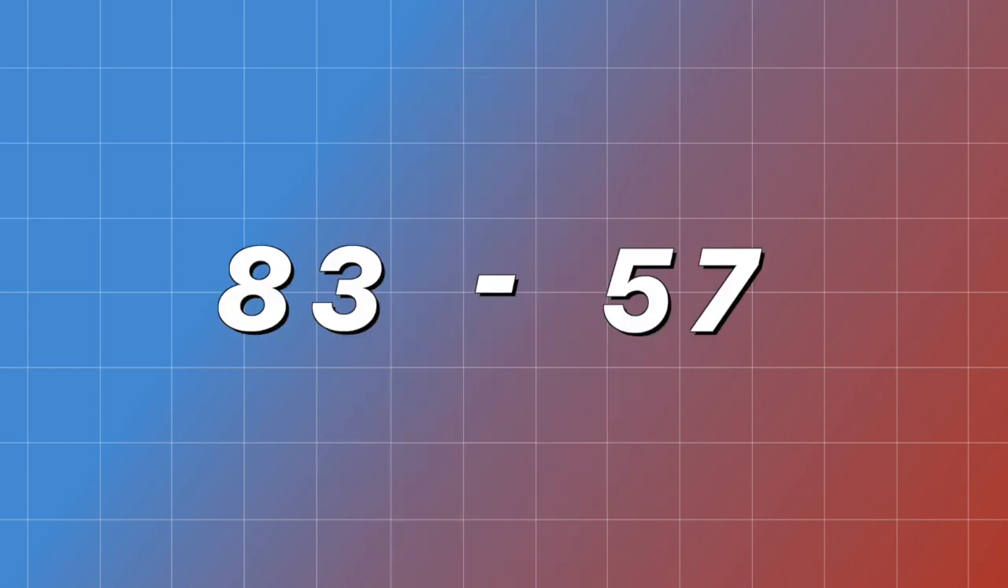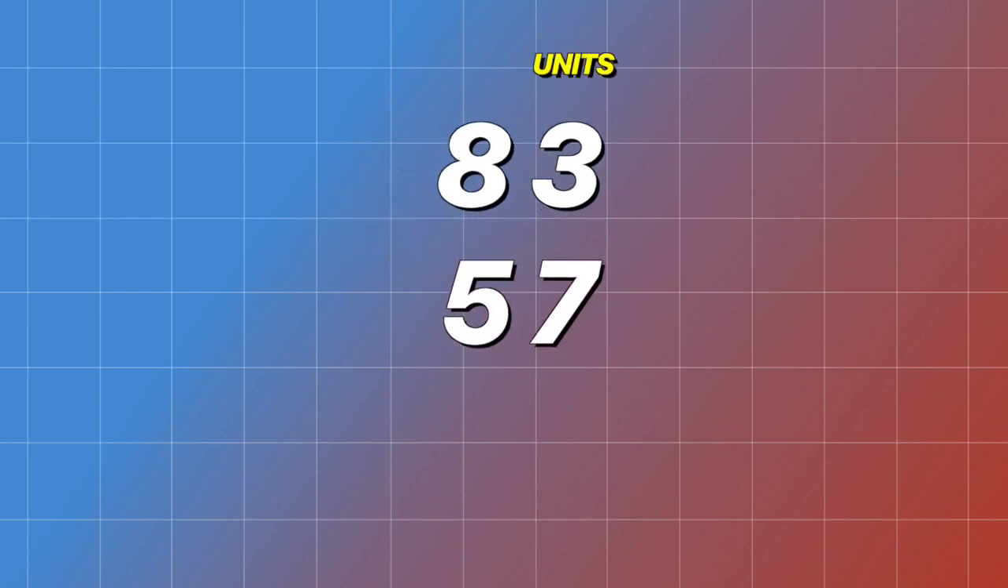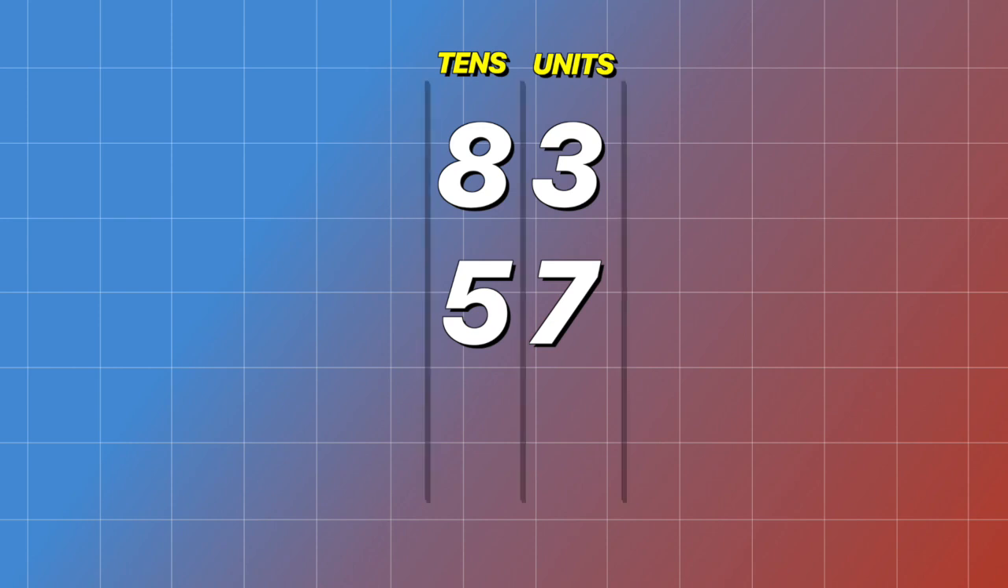First, we need to align the two numbers for the calculation. The larger of the two numbers should be placed above the smaller one. We align the units, here 3 and 7, as well as the tens, here 8 and 5. When performing a subtraction, it's crucial to leave enough space between the numbers to avoid alignment errors.